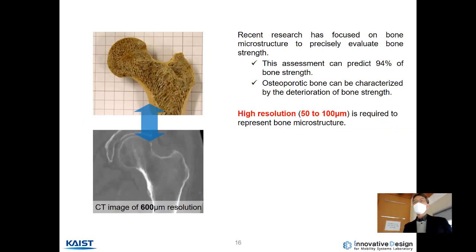We can solve this problem if we have the detailed microstructure of the proximal femur. Then the bone strength assessment can predict up to 94% of actual bone strength. But the problem is, in clinical practice, we have only limited resolution, about 600 micrometers, when we take the CT. Then we have a gap between these two. We require higher resolution, 50 to 100 micrometers. Then how can we solve this?